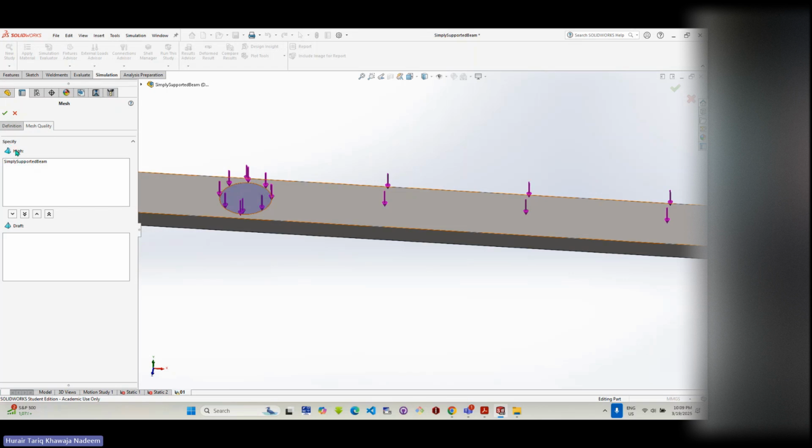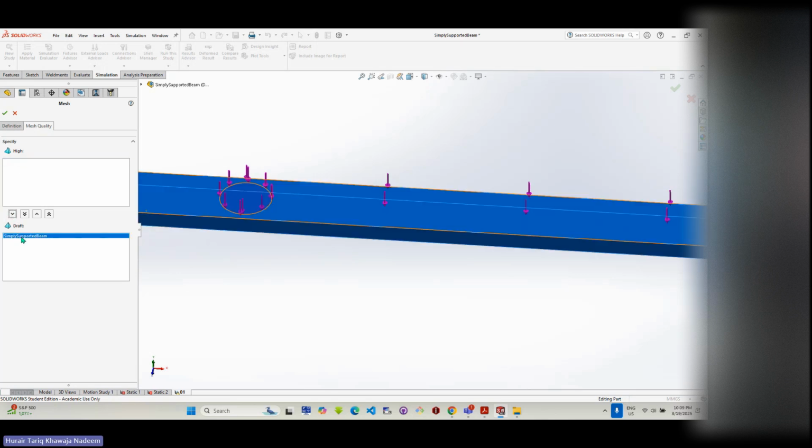Sorry, 6 extra nodes. So total is 10. So this has got 4 nodes. This has got 10 nodes. So this means the calculation for this one is going to be like 2.5 times more as compared to this one. Okay, so this is going to be something quick, but it's going to be less accurate. You can always make this one go to draft, or you can make this one go to high quality. So you can always move it to the draft or high quality. So this is called mesh quality actually.